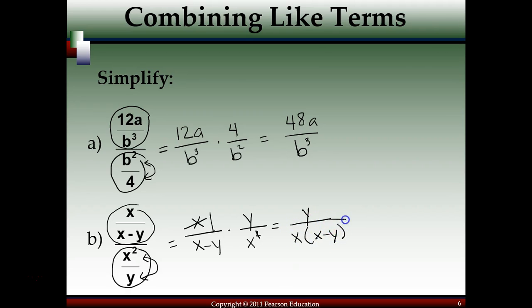And like I said previously, you can just leave this in its factored form. You don't have to distribute that x through. And we're done with this one. So like I said, sometimes this method works better.